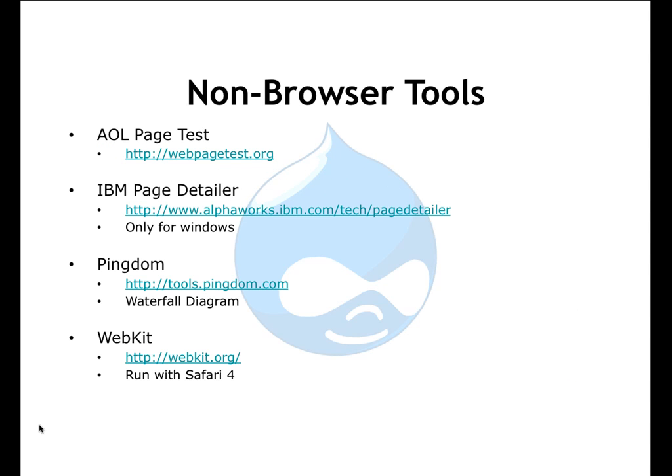Some non-browser related tools, so tools that you don't necessarily need to download, are AOL's own Page Test, which is very handy. There's IBM's Page Detailer. Pingdom has a couple of tools as well. The good thing about them is they all provide a waterfall type of diagram. It's very similar to how Firebug shows it in its Net panel, but it provides other statistics as well.